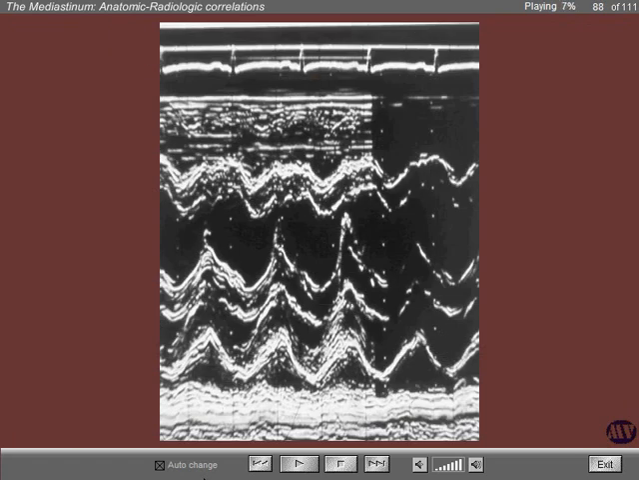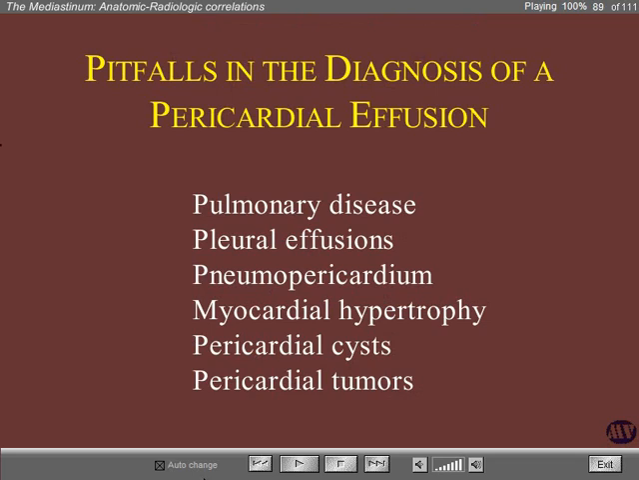This is a classic echocardiogram which shows the hypoechoic areas below the pulsations of the left ventricle, and this was due to the collection of fluid in the dependent part of the pericardial cavity. There are several pitfalls in the diagnosis of a pericardial effusion. They include pulmonary disease, pleural effusion, pneumopericardium, myocardial hypertrophy, pericardial cysts, and pericardial tumors.